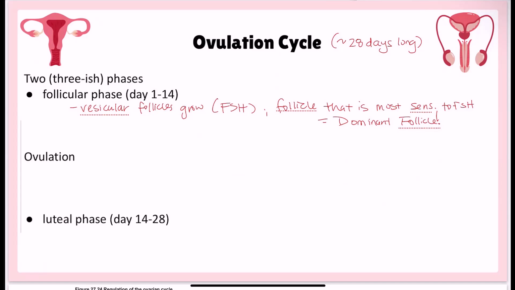That dominant follicle will cause the oocyte within that follicle to complete meiosis 1, become a secondary oocyte, begin meiosis 2, and then eventually be ovulated, which is the middle part of the cycle. So we have the follicular phase, ovulation, and then the luteal phase. So ovulation is when the oocyte from the dominant follicle is released to the uterine tube.